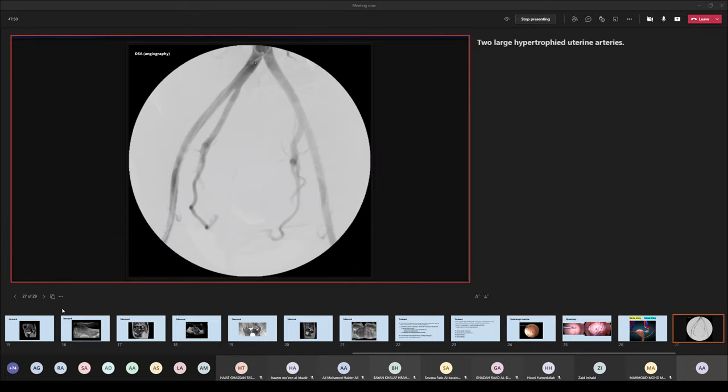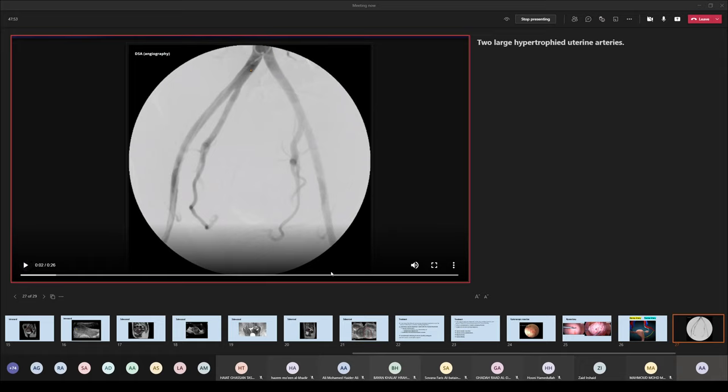All right, this is the uterine artery embolization. Before embolization, the cursor is above the common iliac. This is the external iliac. This is the internal iliac artery, and from the internal iliac, we will find the uterine artery. Now, on both sides, these are two large hypertrophied uterine arteries. This is pre-embolization.